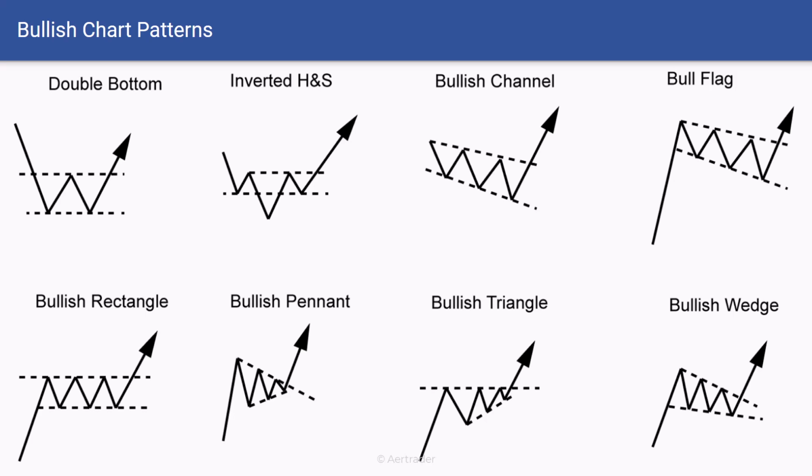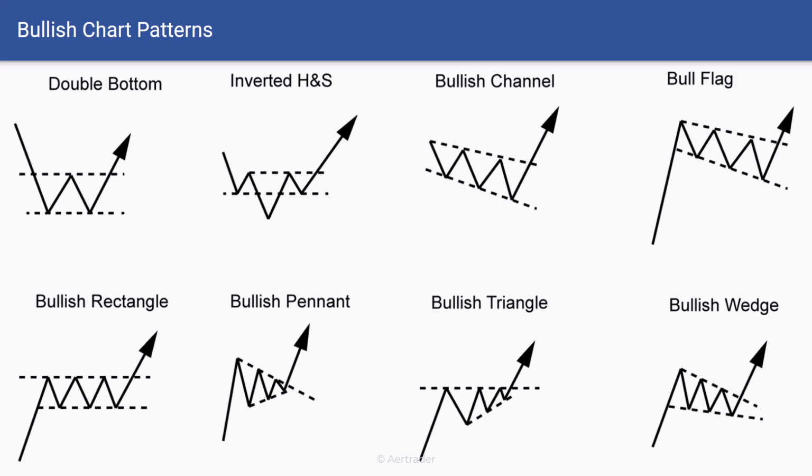This breakout signals a potential reversal of the previous downtrend, and traders may use it as a buy signal. The inverted head and shoulders pattern is often viewed as a strong bullish signal, as it suggests that the selling pressure that was driving the previous downtrend is starting to ease, and buyers are beginning to take control.